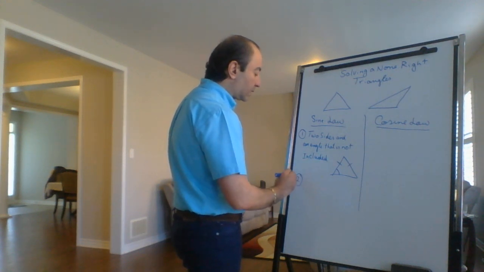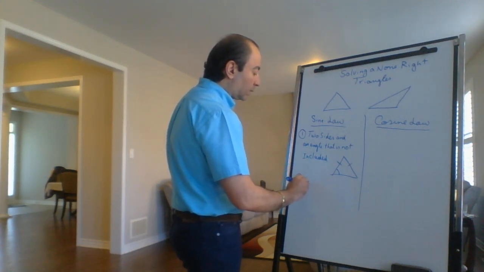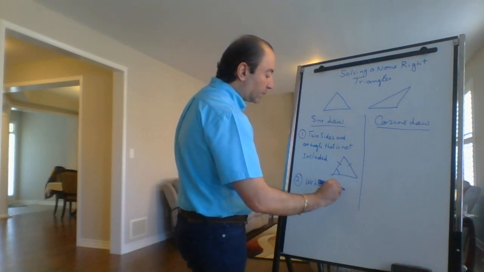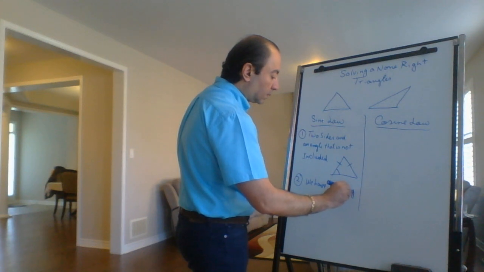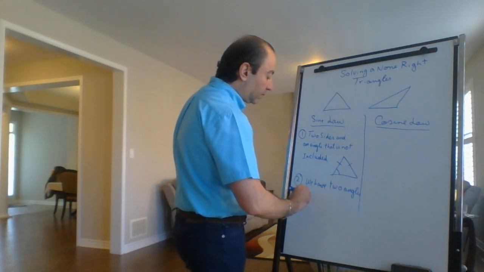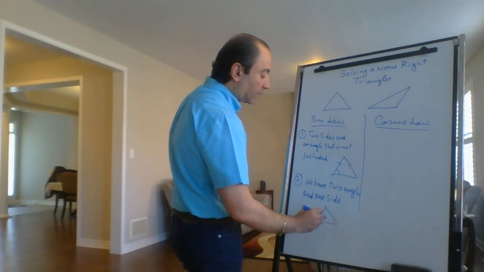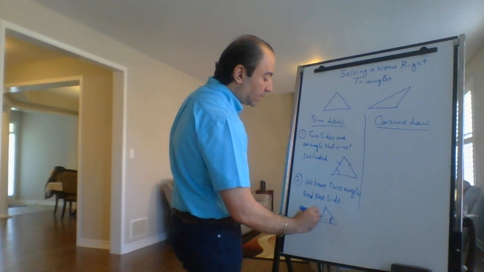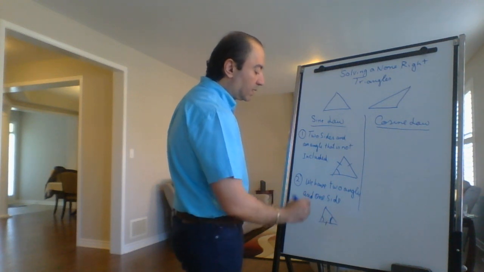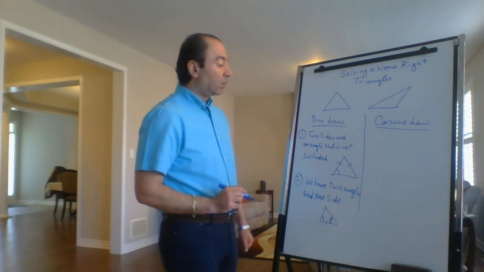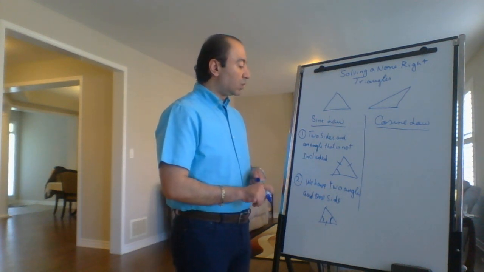The second case, if we have two angles and one side. So this is the other case. If we have two angles, let's say we know this angle and any of these three sides, we use sine law.